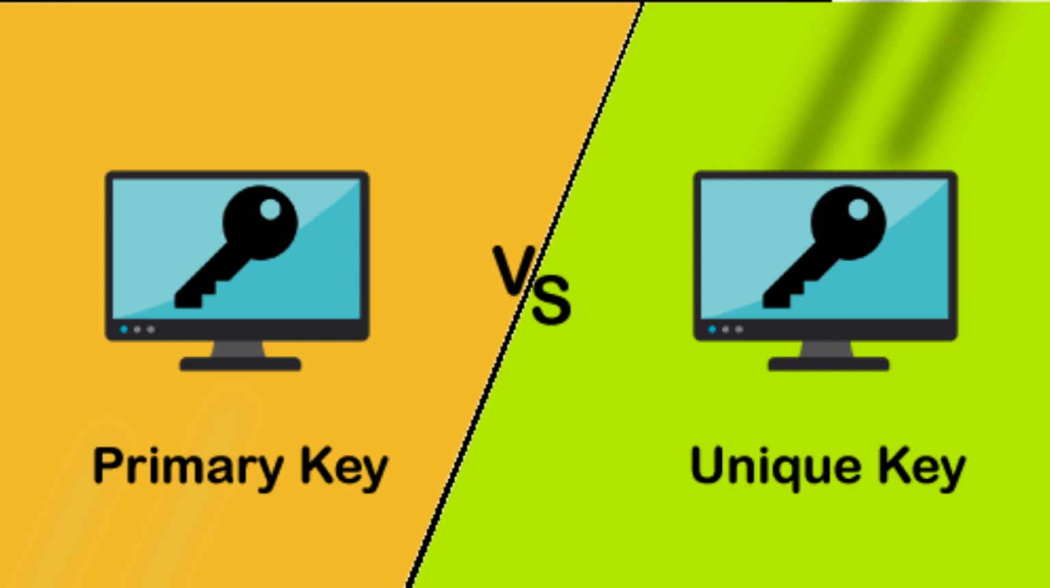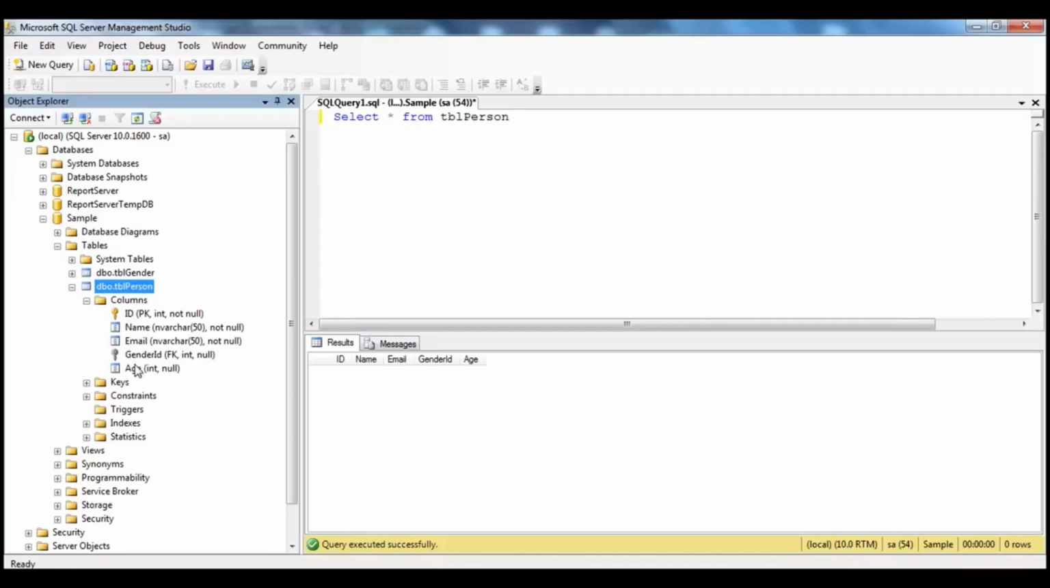As usual, there are two ways to create unique key constraint, either with GUI or SQL query. Let's try to create it with GUI. As we have 5 columns in TBL person where ID is already a primary key, we cannot mark any other column as primary key anymore. But I want to ensure that email column should be unique. How can I do that? The answer is unique key constraint.